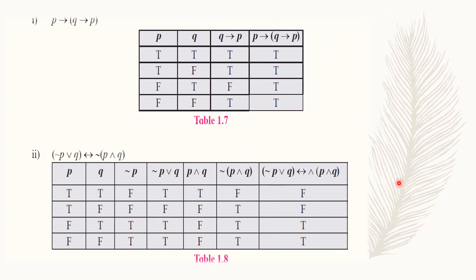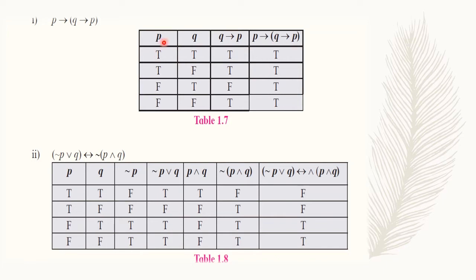Okay, so before going to the questions in the exercise, let's see some solved examples in your textbook. The first one is (p → (q → p)). Now q → p is within the brackets. So the first thing we will discuss is the truth table of q → p, and then we come to p → (q → p).